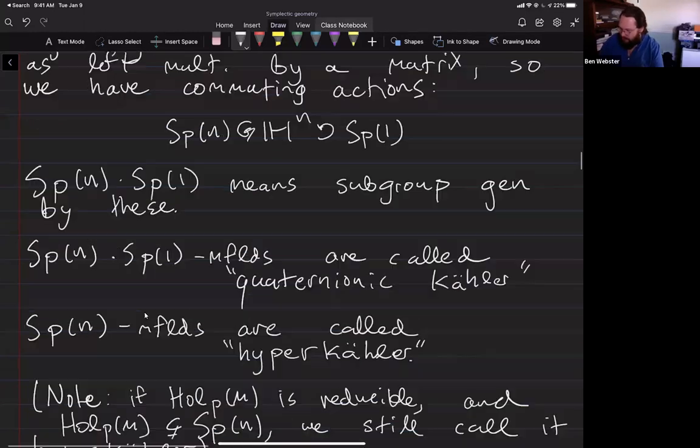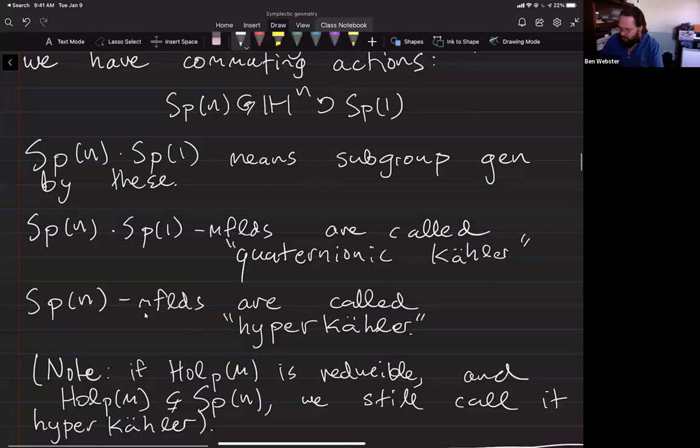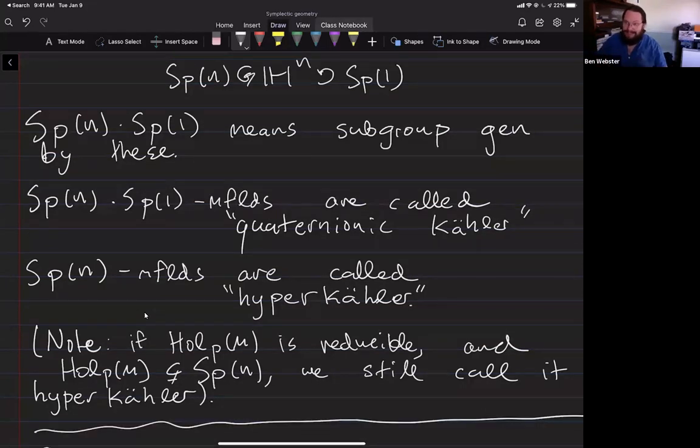I'll just note here, people don't always use these names totally consistently. Usually people will still call something hyperKähler if the holonomy is contained in this group, but properly. For example, if it's, you know, reducible. So obviously it's interesting to find ones where the holonomy group is exactly SPN, but usually people will use the name hyperKähler to also mean things where the holonomy is a proper subgroup.